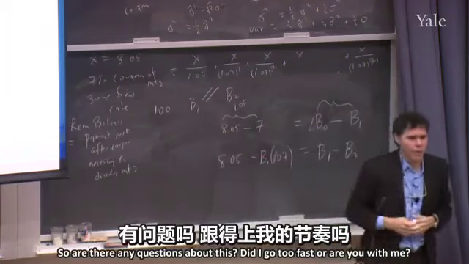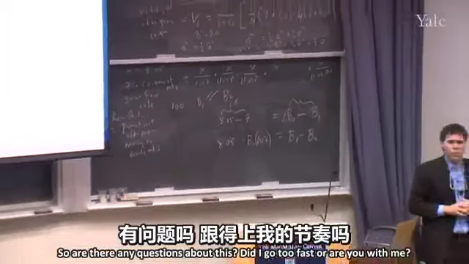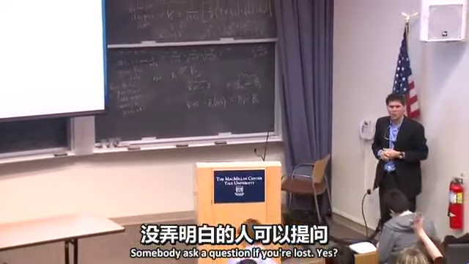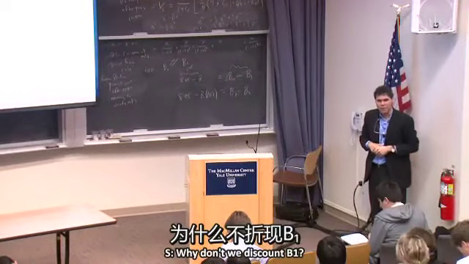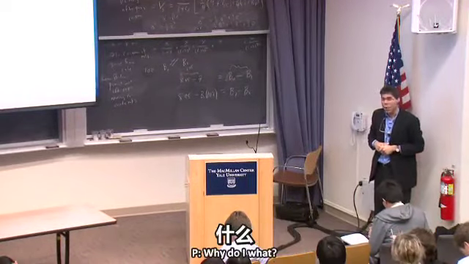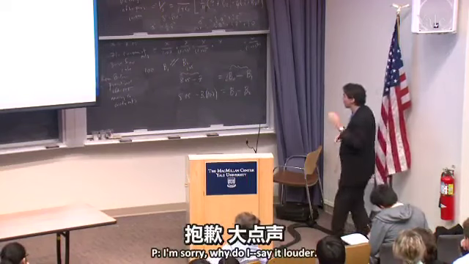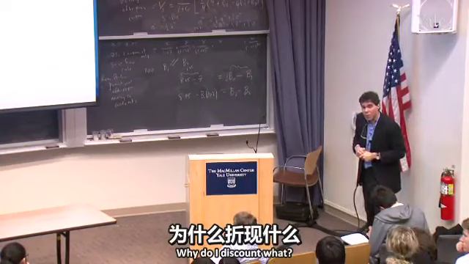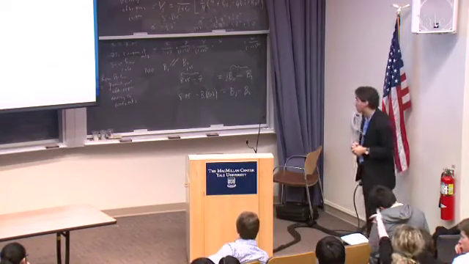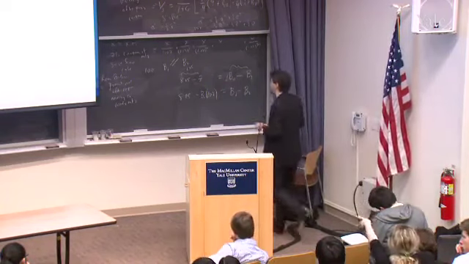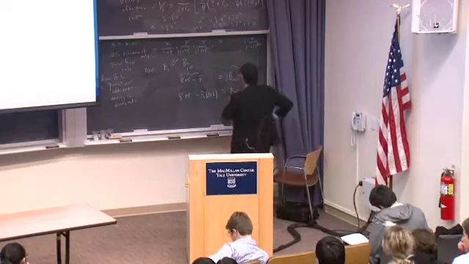Any questions about this? Did I go too fast, or are you with me? Somebody ask a question if you're lost. Yes. Why do I what? I'm sorry, say it louder. Why do I discount what? Because we're subtracting B1 from B0, on the right hand side. Yes, this.